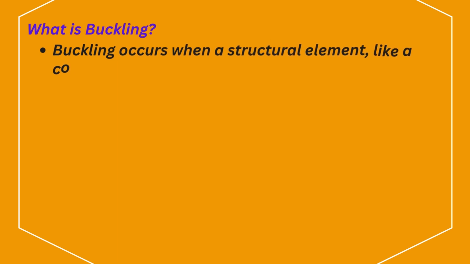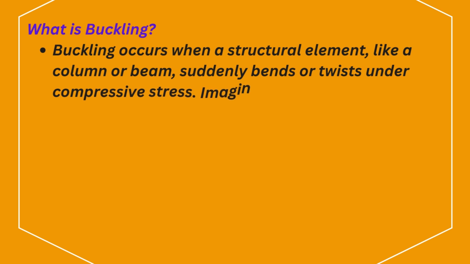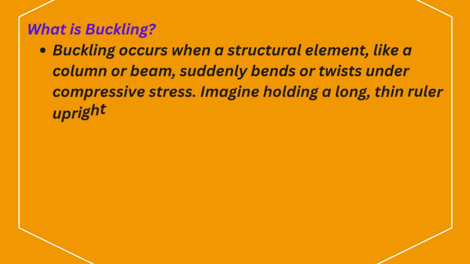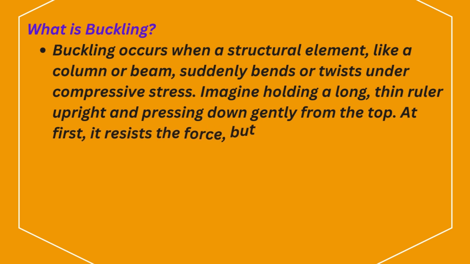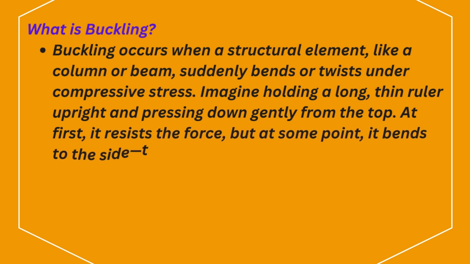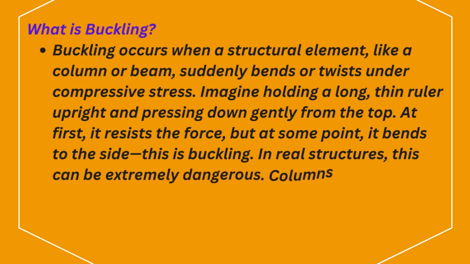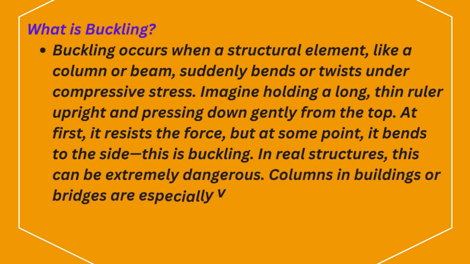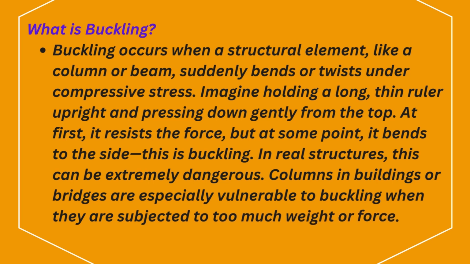failures. What is buckling? Buckling occurs when a structural element, like a column or beam, suddenly bends or twists under compressive stress. Imagine holding a long, thin ruler upright and pressing down gently from the top. At first, it resists the force, but at some point, it bends to the side. This is buckling. In real structures, this can be extremely dangerous. Columns in buildings or bridges are especially vulnerable to buckling when they are subjected to too much weight or force.